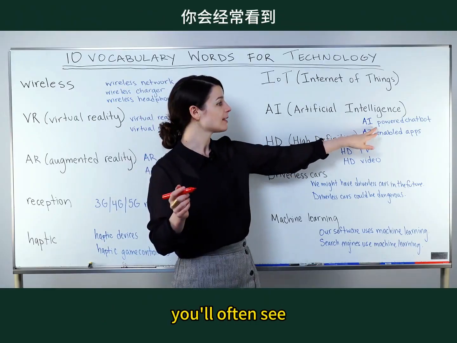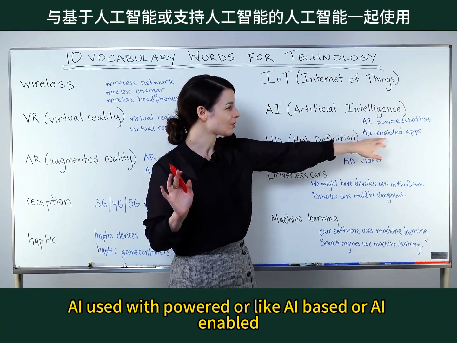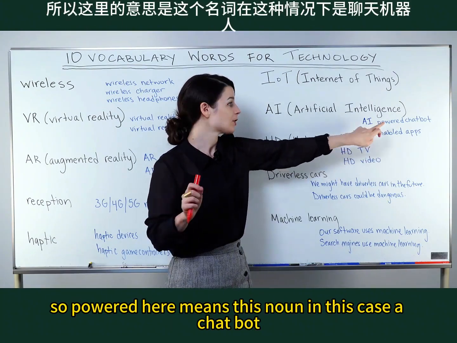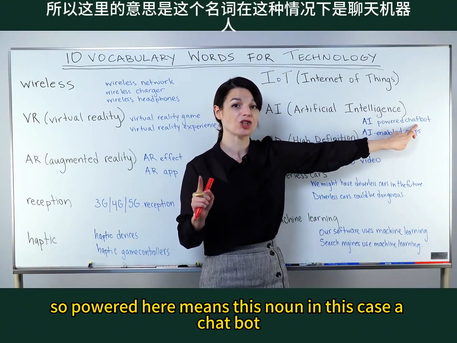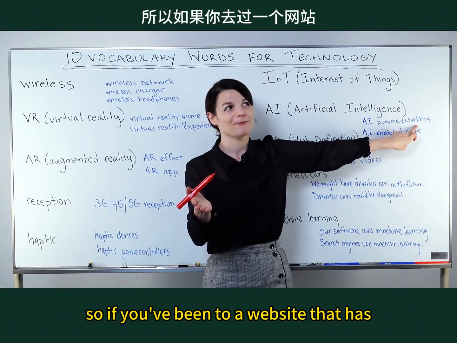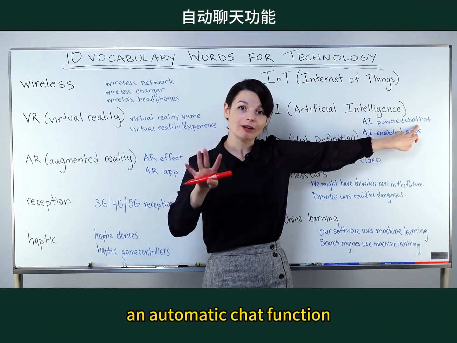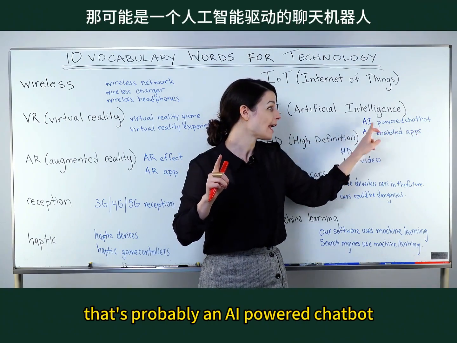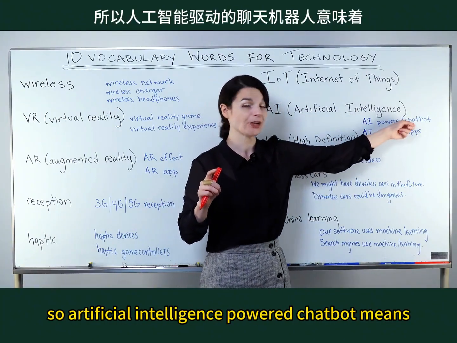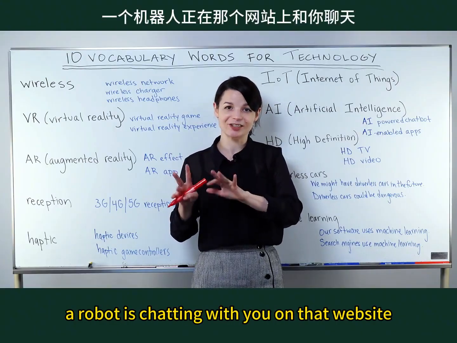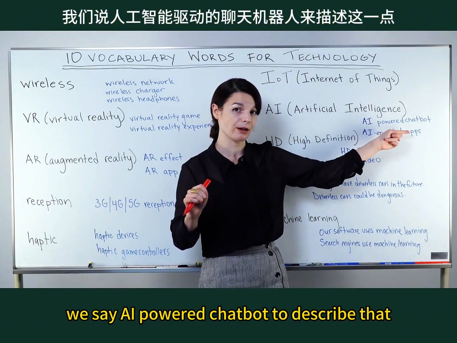So you'll often see AI used with powered, or AI-based or AI-enabled. Powered here means this noun, in this case a chatbot. So if you've been to a website that has an automatic chat function, that's probably an AI-powered chatbot. So artificial intelligence-powered chatbot means a robot is chatting with you on that website. We say AI-powered chatbot to describe that.